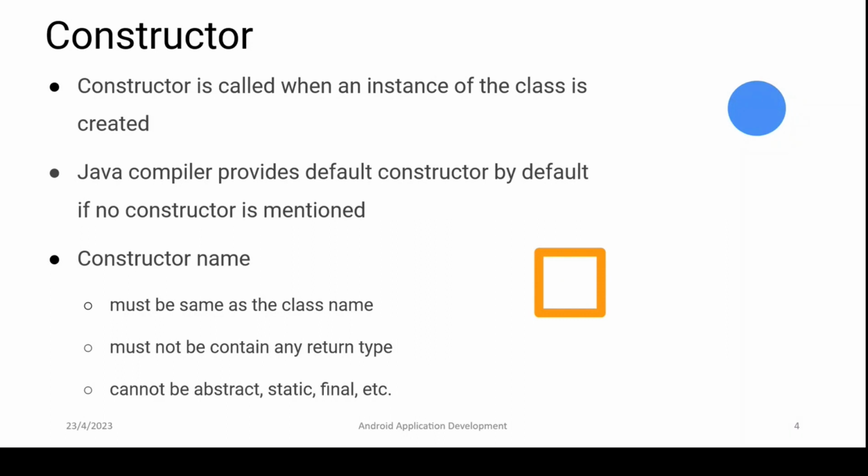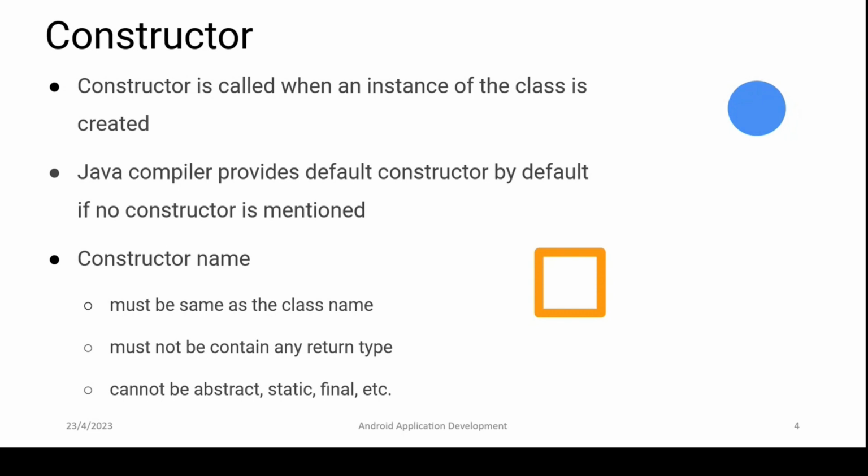Now, first thing is the Java compiler will provide a default constructor. So what a constructor is, I'll tell you. When we go to this third point, we will understand what a constructor looks like, and we will look into it using an example. So first is constructor name must be same as class name. It should not have any return type, and it also should not have any abstract, static, or final keywords associated with it.